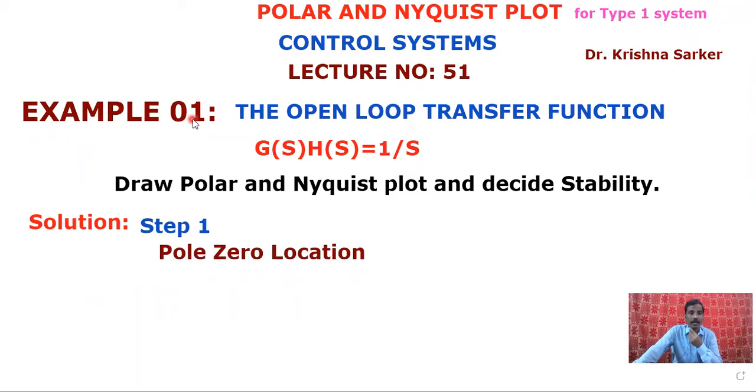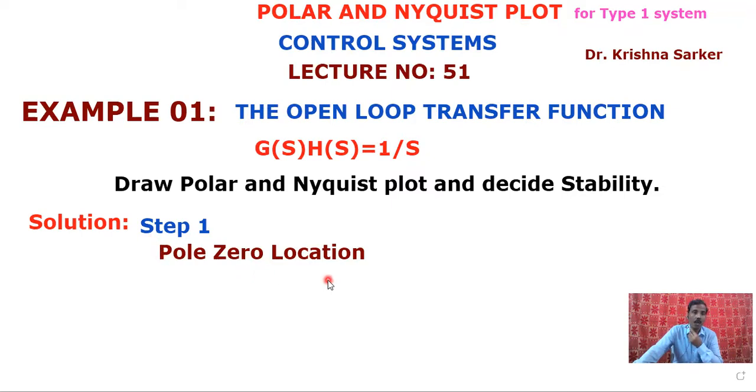Example 1. The open loop transfer function G(s)H(s) equals 1 by s. Our target is to first draw the polar and Nyquist plot and decide the stability. Then the solution. Solution step number 1: pole 0 location.